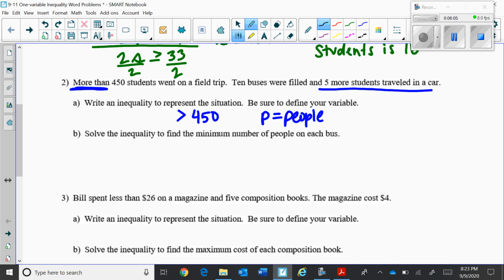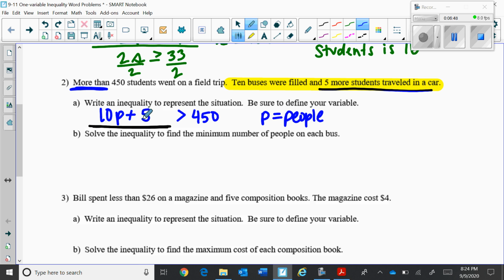I'm kind of doing this one backwards because on the left-hand side that I'm going to fill in are my people who went on the field trip. So that left-hand side is going to be greater than 450 because more than 450 people went on the trip. Then it says 10 buses were filled and 5 more traveled in a car. So that's what's going to go on this left-hand side. 10 buses were filled with, we don't know how many people, so 10 times P. And then an additional 5 were in a car, so we would add an additional 5 students. That would be our inequality.